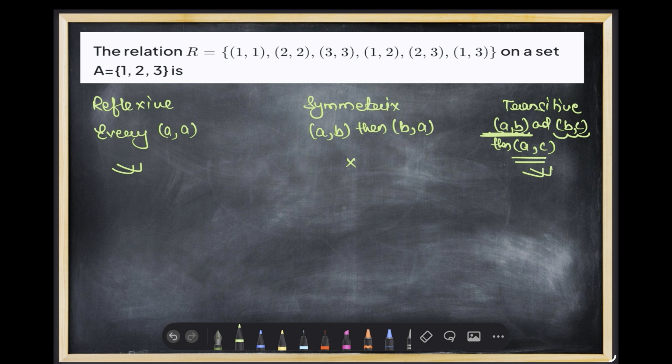Suppose this is present and this is absent, so no need to talk about this. Okay? So if the first two conditions are true, then you can talk about the third thing. If any one of the first two conditions is violated, no need to worry about the other case. So the given relationship is reflexive and transitive but not symmetric.